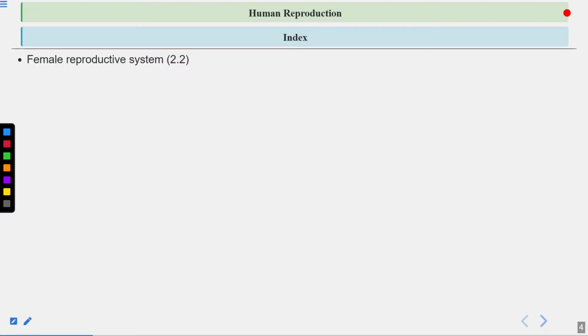In the end we will summarize this entire lecture, and after discussing the theory, we will also discuss the DPP related to this female reproductive system topic. Now let's begin with this lecture.